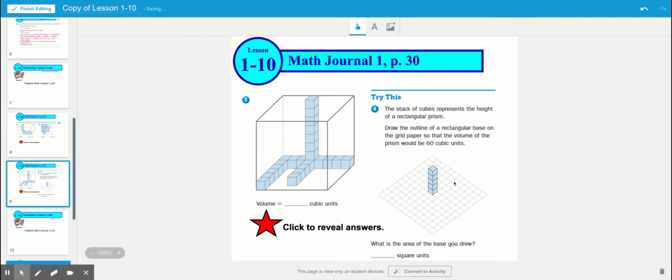4 is a try this, and I really want you to try it. It says, the stack of cubes represents the height of a rectangular prism. Draw the outline of a rectangular base on the grid paper so that the volume of the prism would be 60 cubic units. Okay? So this is one that's really going to make you think about that formula. You see the height already. Now you need to think, okay, I've got the height. What would that need to be multiplied by to get 60 cubic units?